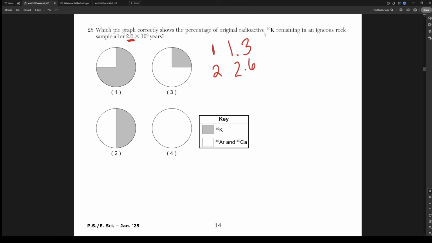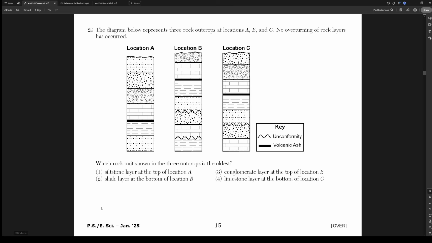So if 2 half-lives went by, this is 50% remaining. This one would be 25% remaining. So we've got 25% of this and 75% of this, right? Because it always equals 100. So we're looking for 25 gray. So it's 3. Nice and easy little half-life question.